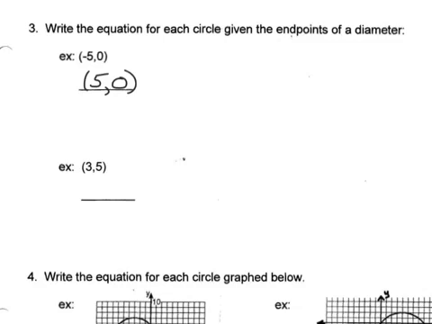Here's a different type of problem. I'm going to write the equation for each circle given the endpoints of a diameter. Here we have a circle whose endpoints are at negative 5, 0 and 5, 0. What we need to do is find the center, and to find the center, that's the midpoint formula. And then we need to find the radius, and to do that, we have to use distance.